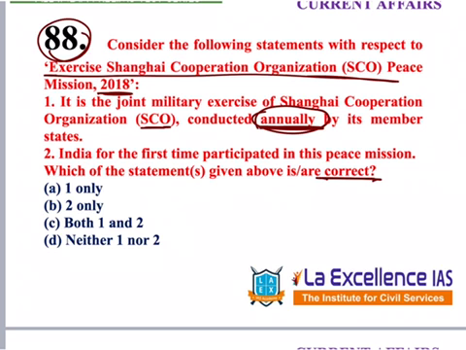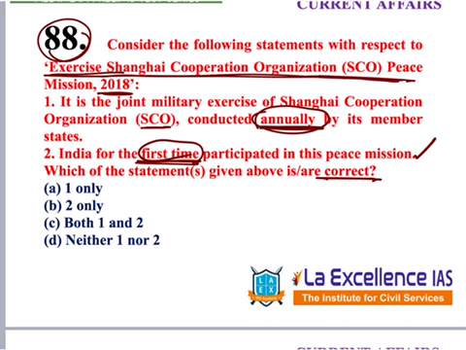Second one, India for the first time participated in this peace mission. Here we should know one fact. Only last year we became a member in SCO. So first time we can guess yes. But with only 2 we can't answer this question. We should be knowing 1 also. In the 2018 prelims, all the questions are like this. Options are very close and we don't know which to choose. To avoid such confusion, we should read such current issues like this.